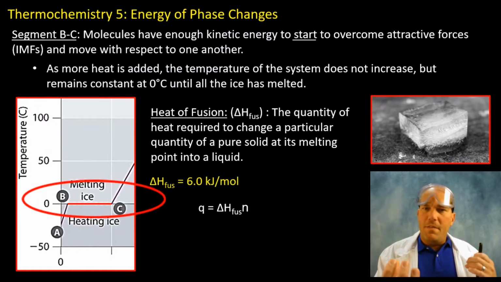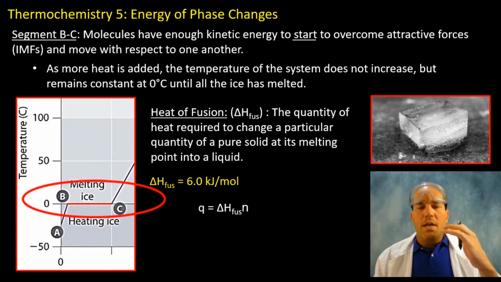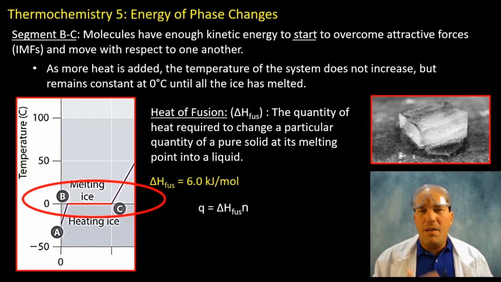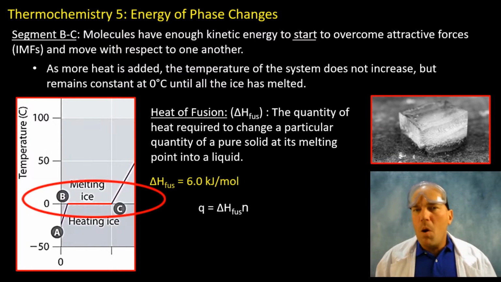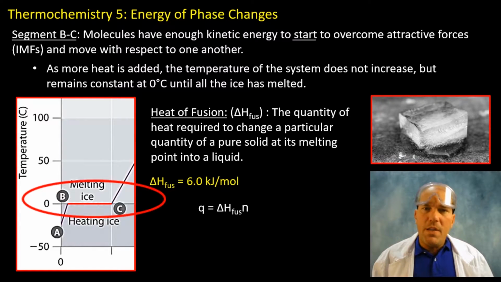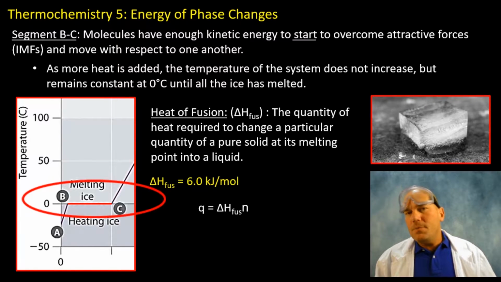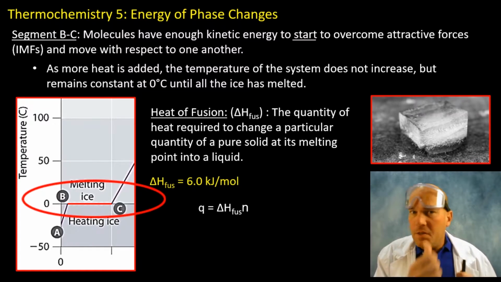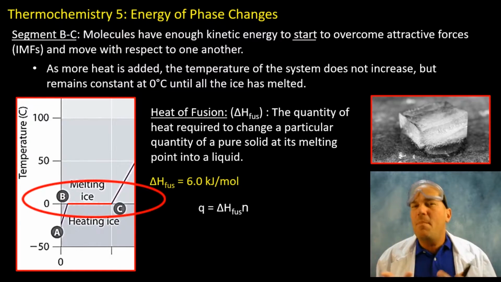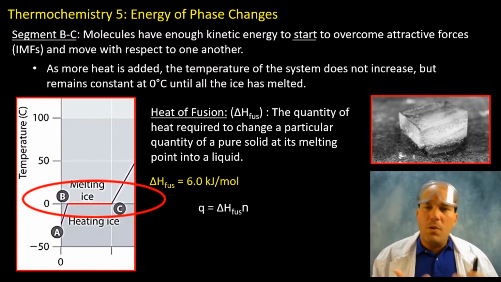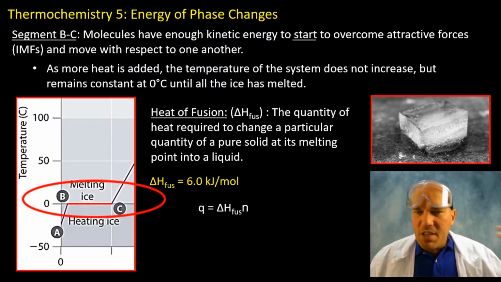Q, or the amount of heat in joules, can be calculated by taking the enthalpy of fusion and multiplying it by the molar quantity, denoted in this case with a lowercase n. You may also see this denoted other ways, but lowercase n is the most common way of expressing moles when dealing with molar quantities and enthalpy changes.